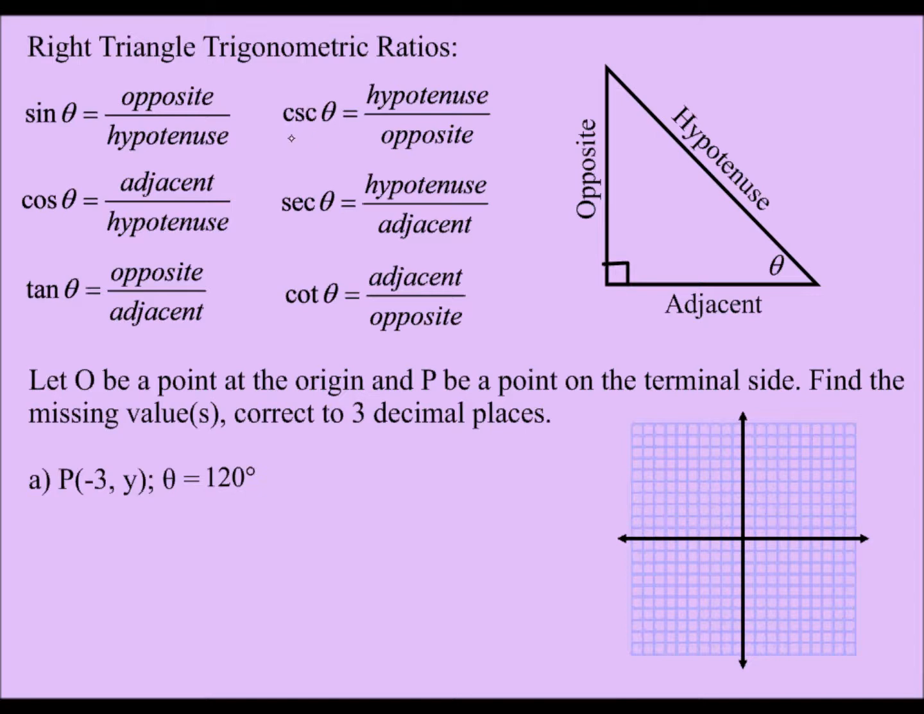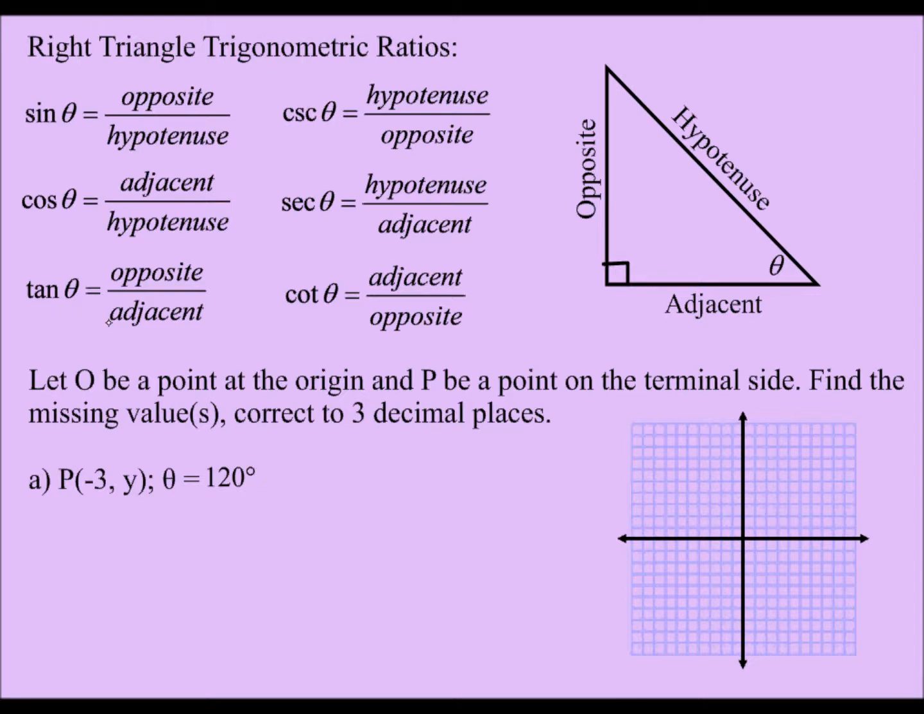We also have cosecant theta is equal to the hypotenuse over the opposite. Secant theta is equal to hypotenuse over adjacent. And cotan theta is equal to adjacent over the opposite. Notice that cosecant is the reciprocal of sine theta, secant is the reciprocal of cosine theta, and cotangent theta is the reciprocal of tan theta.